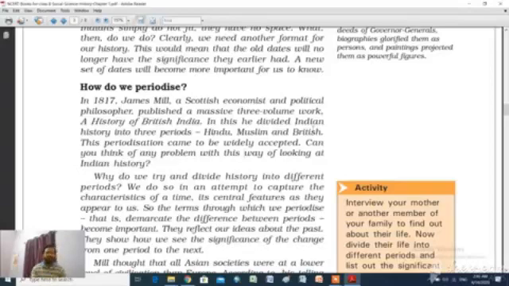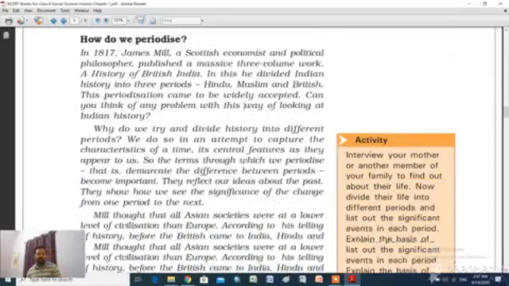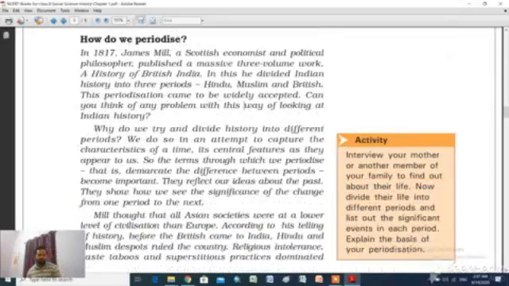But he mentioned only two religions, Hindu and Muslim. At that time, in the British period, there were so many religions like Buddhism, Jainism, Parsis, etc. He did not mention them. So here is the problem with this periodization or division of time. So why do we divide history into different periods? This is a question that may be in your exam.